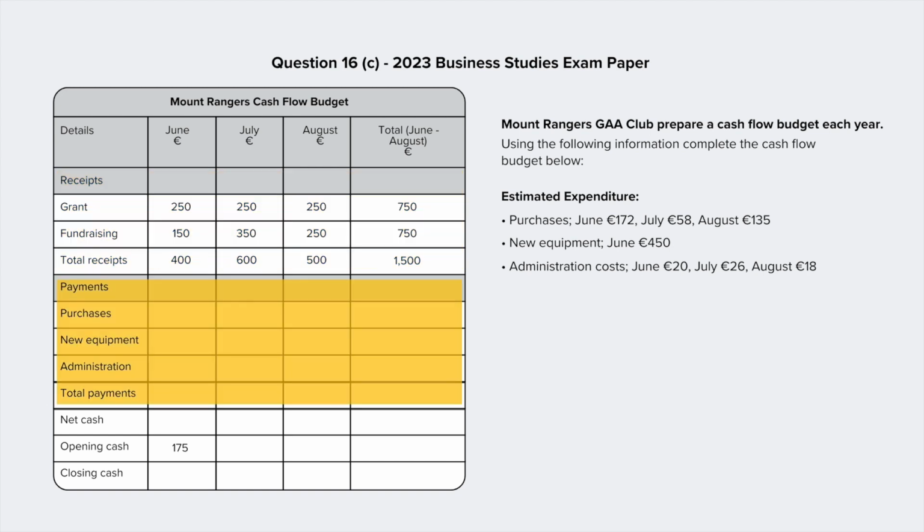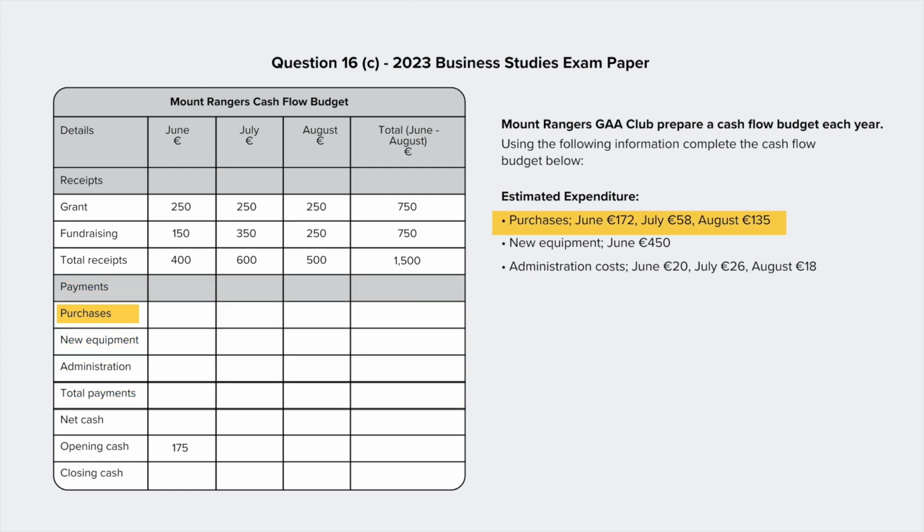So payments is items we pay for, which is all our expenditure. We're given a list of our expenditure with this question. We'll start on the first expenditure, which is purchases. Glance over at our estimated expenditure to look for our purchases, and we can see we have purchases for June, July and August. We'll start with June of 172, go back to our cash flow, get the June column, go down to purchases, enter €172.